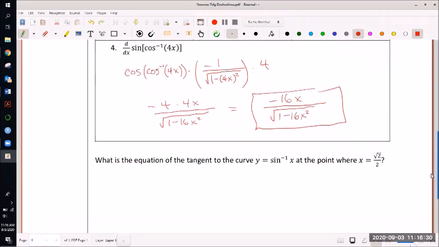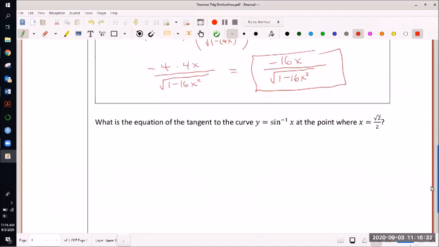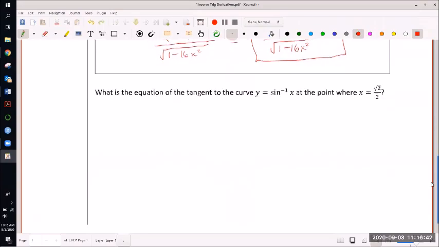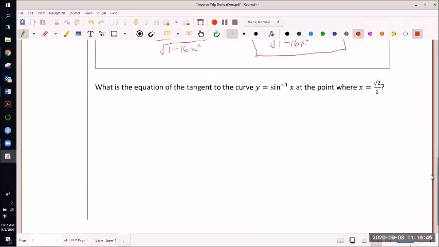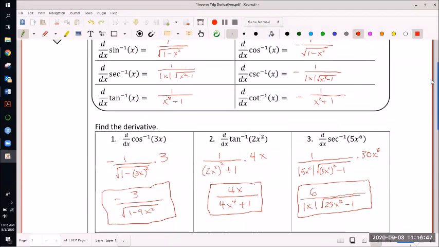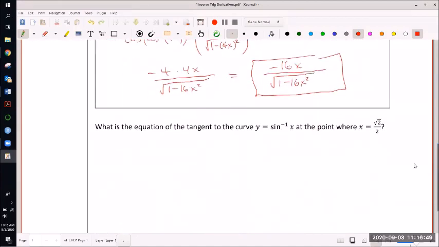Okay, now let's go ahead and apply this to a slightly more complicated problem where we want to find the equation of the tangent line. It's a simple curve, the inverse sine of x, but we want to find the equation of the tangent line at the point where x equals square root of 2 over 2. So again, I'm going to just take the derivative. We'll use the y prime notation here. This is going to be 1 over the square root of 1 minus x squared.